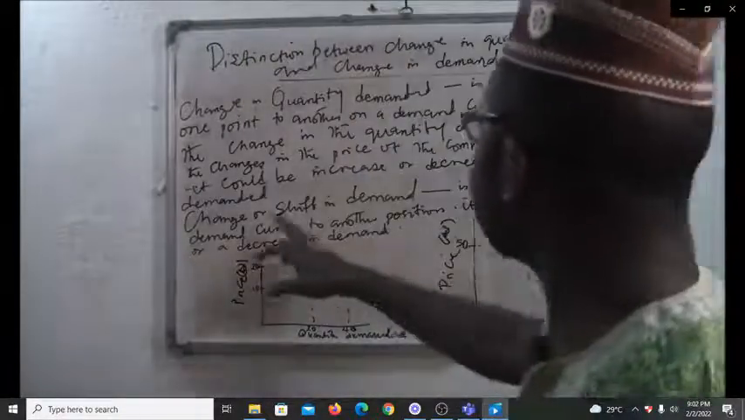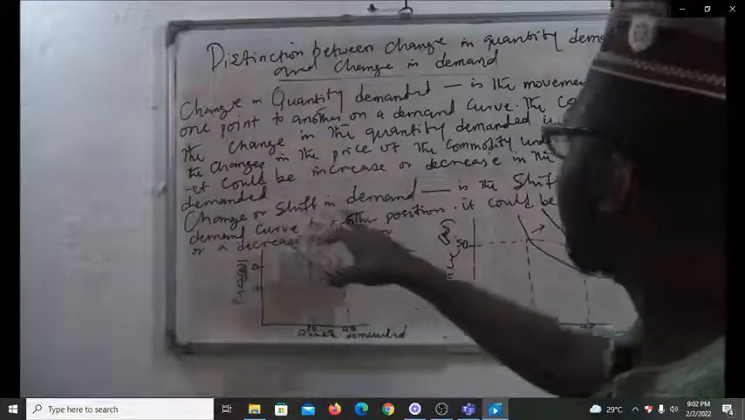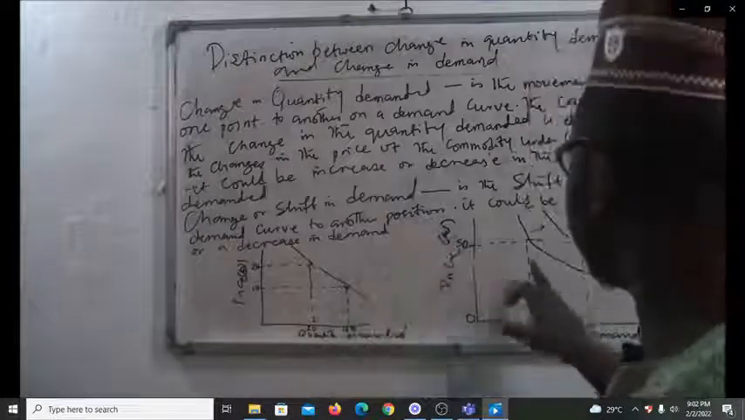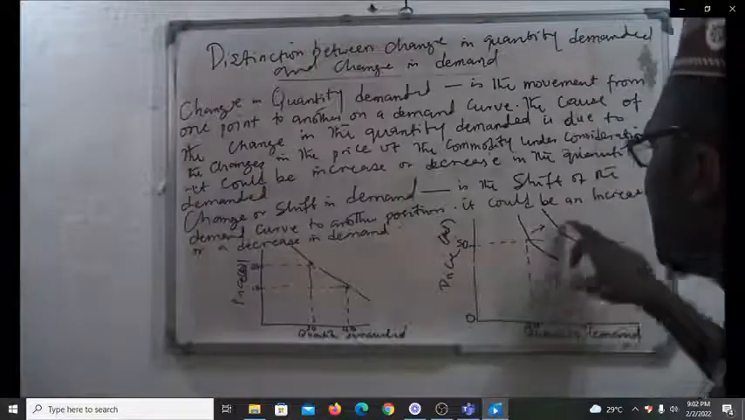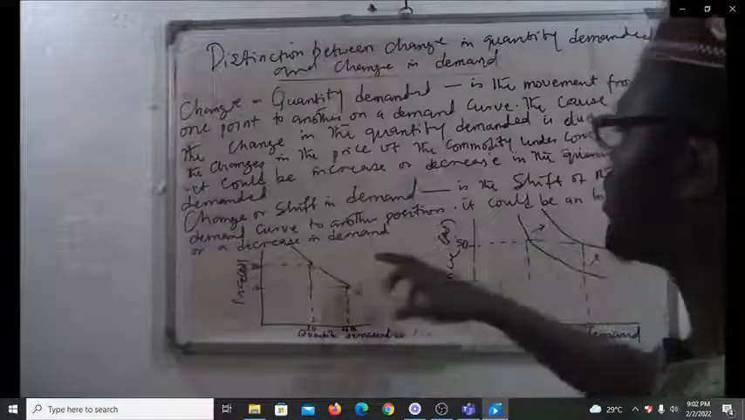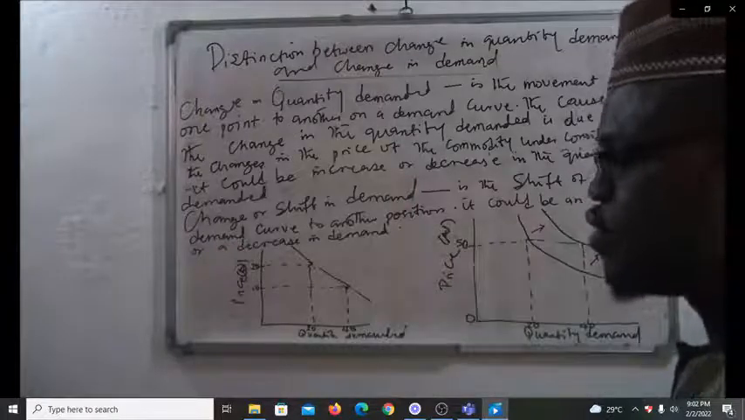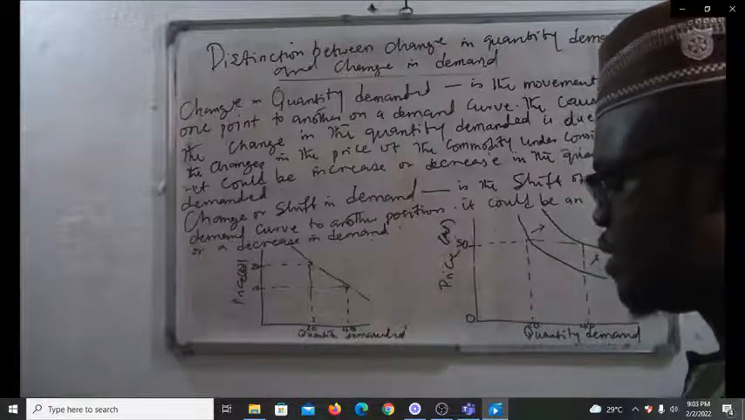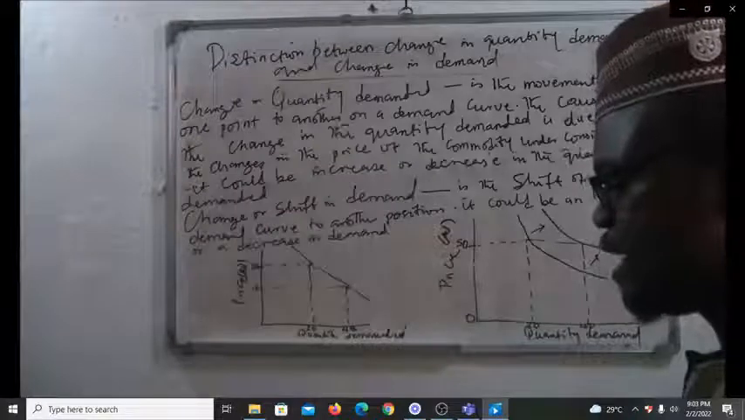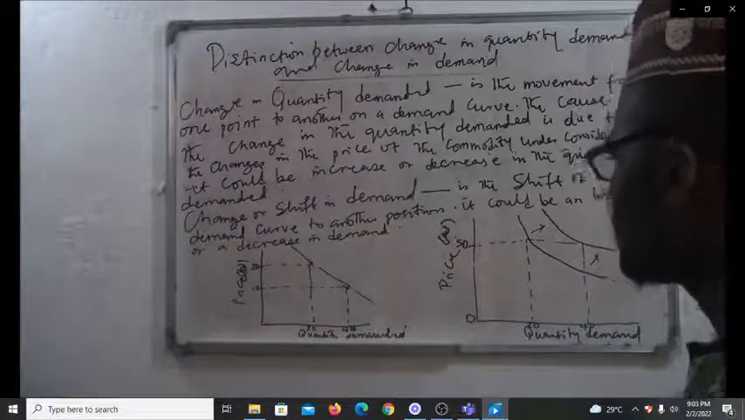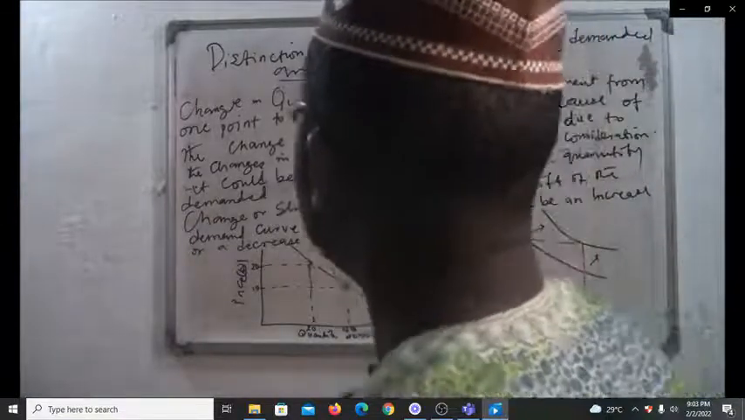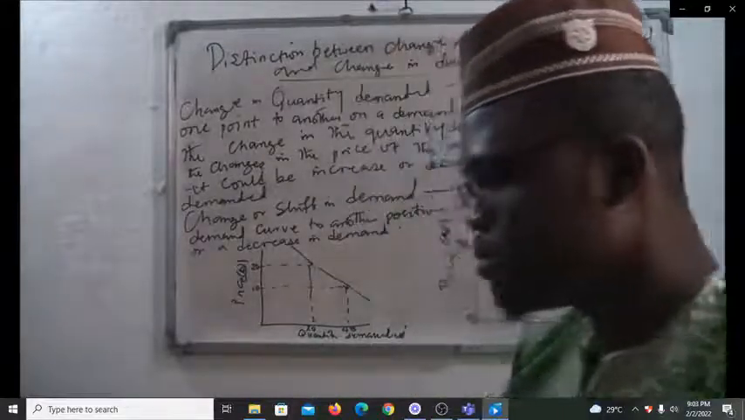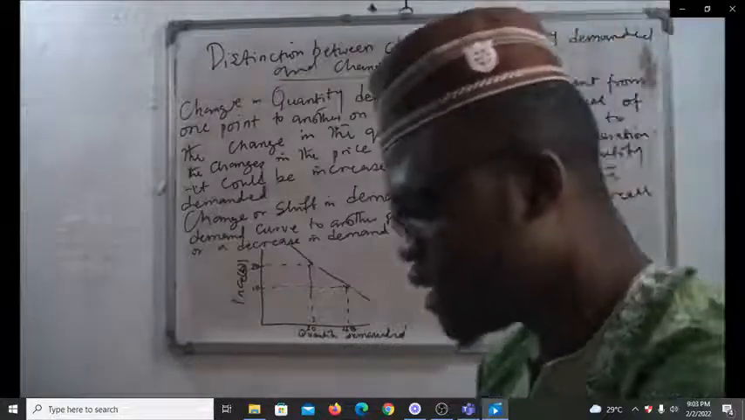Whereas change in demand or shift in demand is the shift of the demand curve to another position entirely. Is that clear? The shift of the demand curve, this is the demand curve, shifting to another position. It could be an increase or decrease in demand. But this one could be caused by so many things, including change in taste of individuals, their level of income and so many other things. We learned about the factors that affect demand, isn't it? So all of those could be the cause for change in demand. Well, change in quantity demanded is majorly caused by change in price.